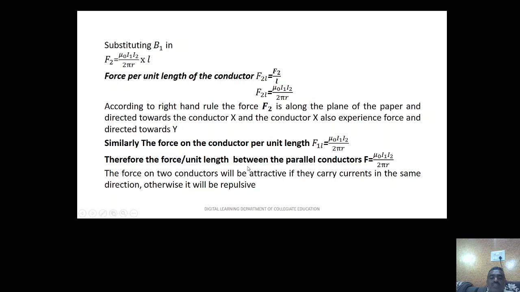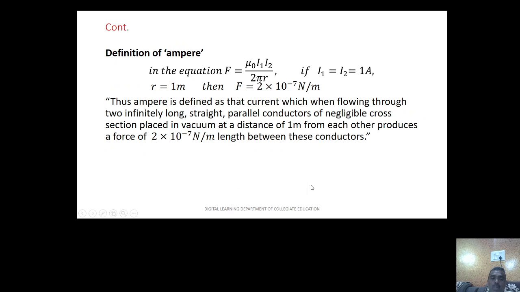Therefore, the force per unit length between the parallel conductors is F equal to mu naught I1 I2 divided by 2 pi r. That means the force on the two conductors will be attractive if they carry currents in the same direction. In the diagram, you can see the currents I1 and I2 are in the same direction, therefore attraction takes place. If they are in different directions, repulsion takes place.